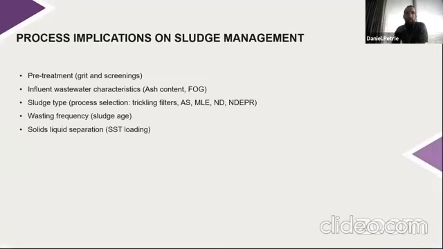So we've got a pre-treatment. If we can't remove enough grit and screenings from the pre-treatment, well, then all of that is going to report as primary sludge. And grit and screenings in sludge management are really, really difficult to deal with. You've got the influent wastewater characteristics. So what were all those things that we all flush down the toilet or pour down the drain, or let go down the shower hole every day.